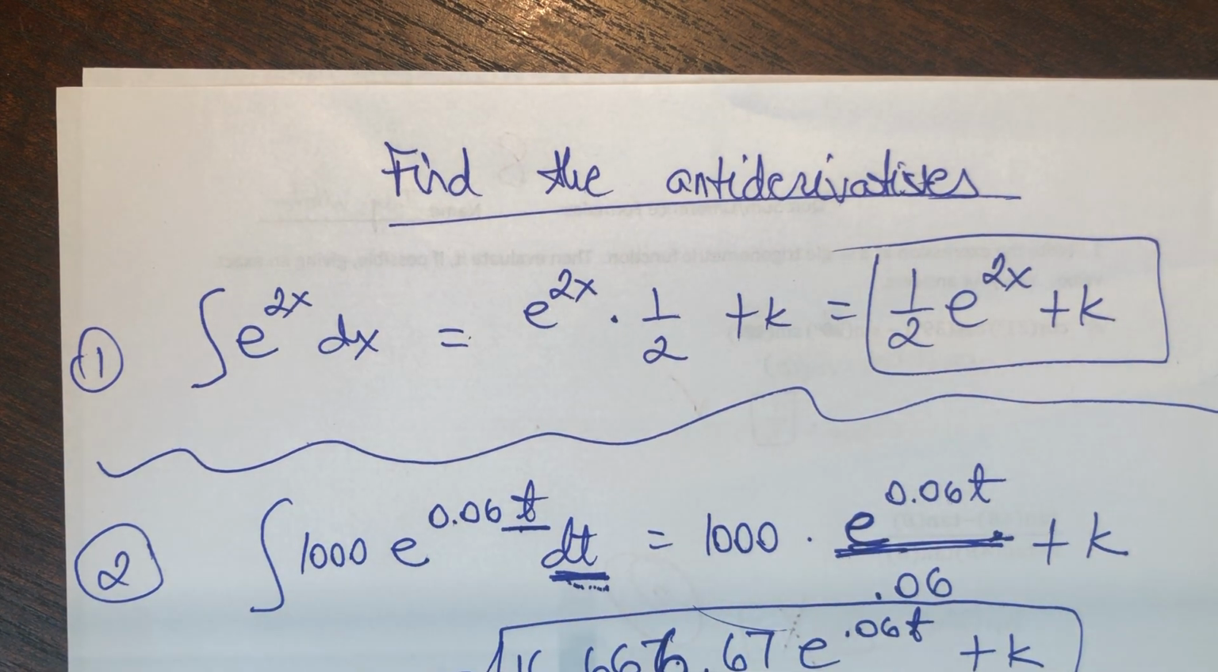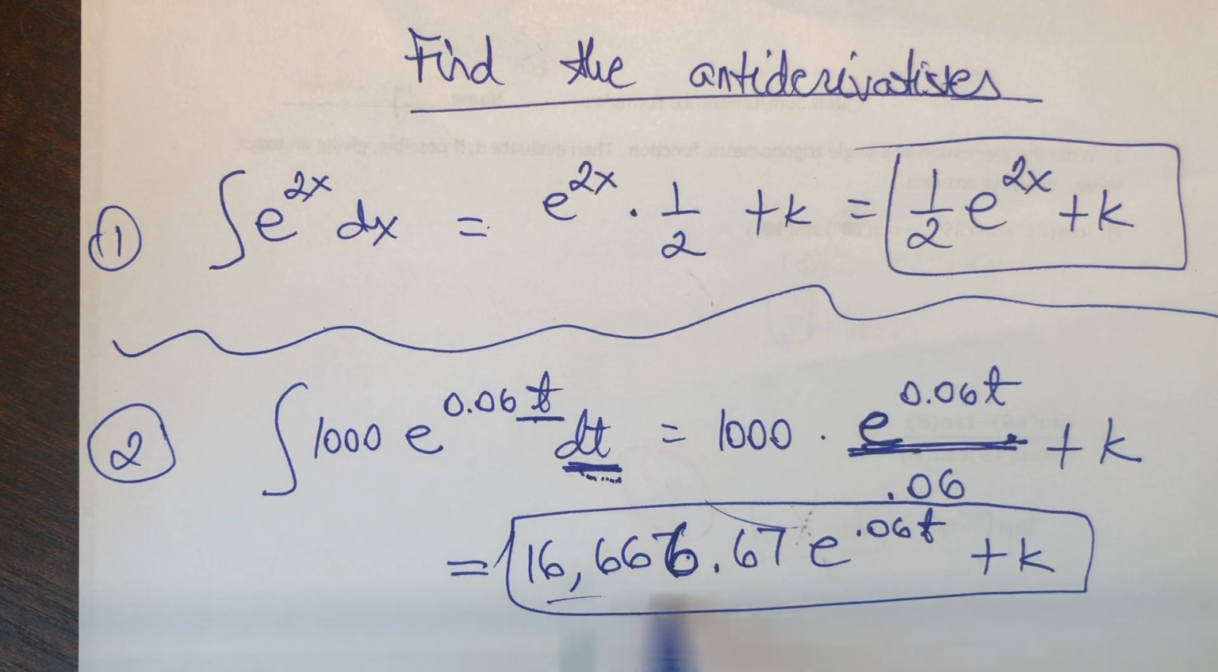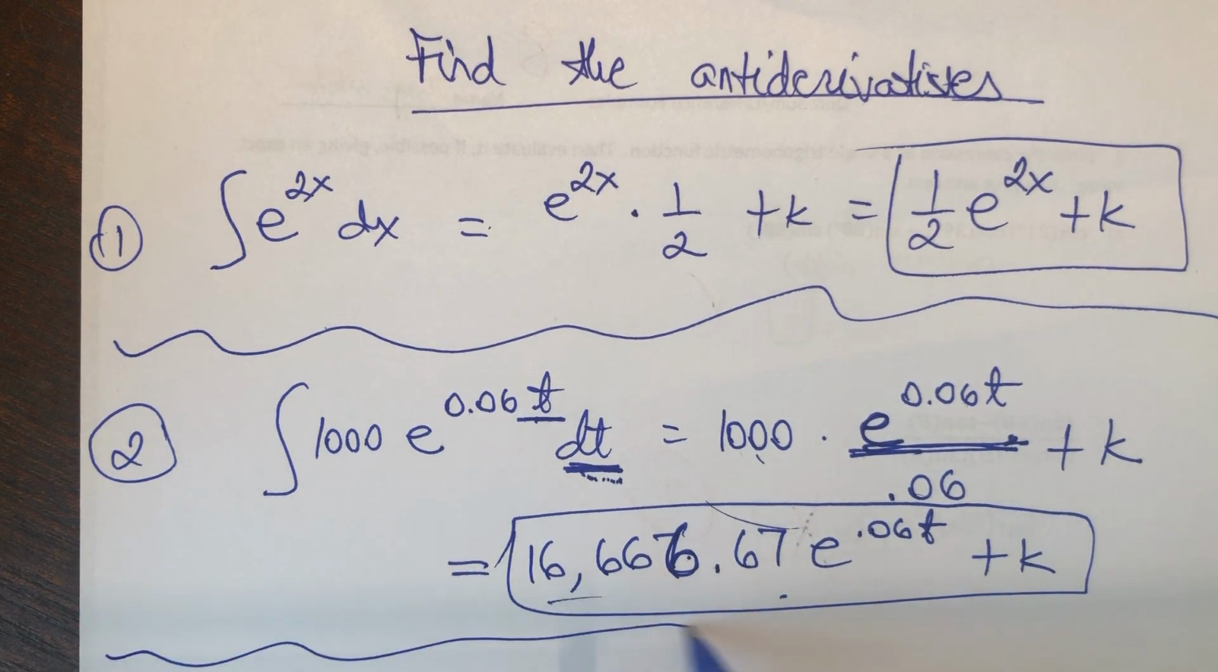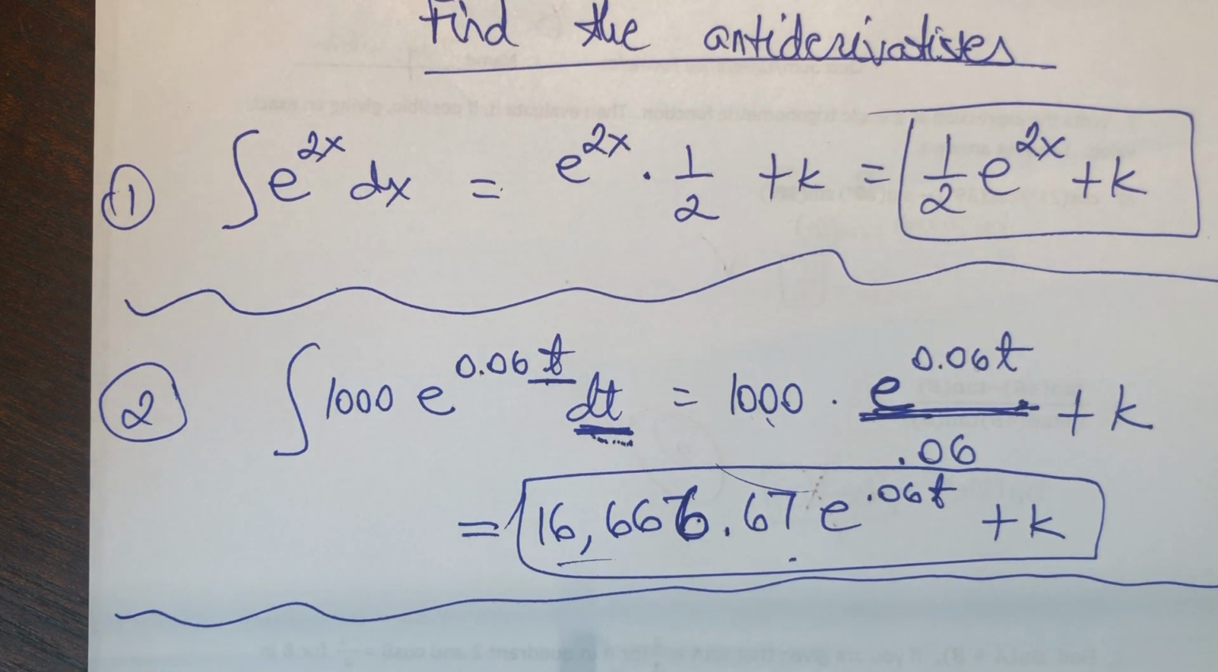All right, there's your answer. And again, this number here came from dividing 1,000 by 0.06.